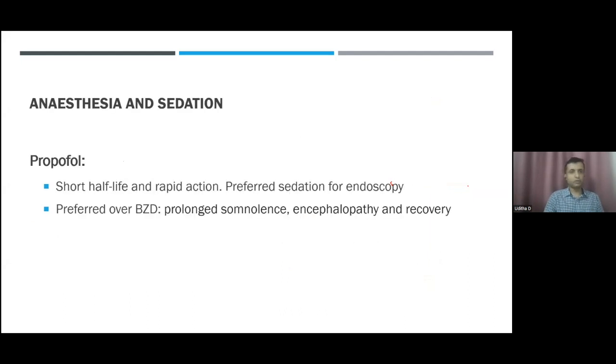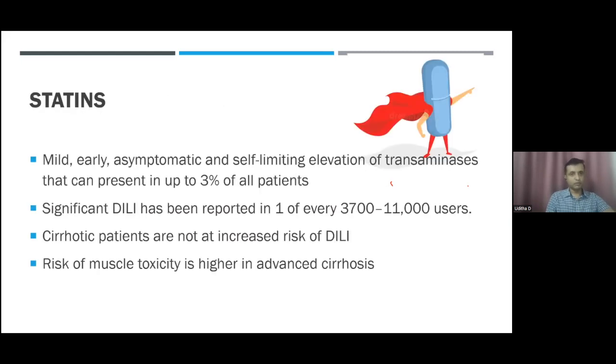And of course, when you talk about anesthesia and sedation, propofol is probably the most preferred sedation option, especially for patients with decompensated liver disease or cirrhosis who are undergoing endoscopy, because of its short half-life and rapid action, because it does not cause prolonged drowsiness compared to benzodiazepines. Because benzodiazepines are well known to precipitate or worsen hepatic encephalopathy and delay recovery. So propofol is preferred.